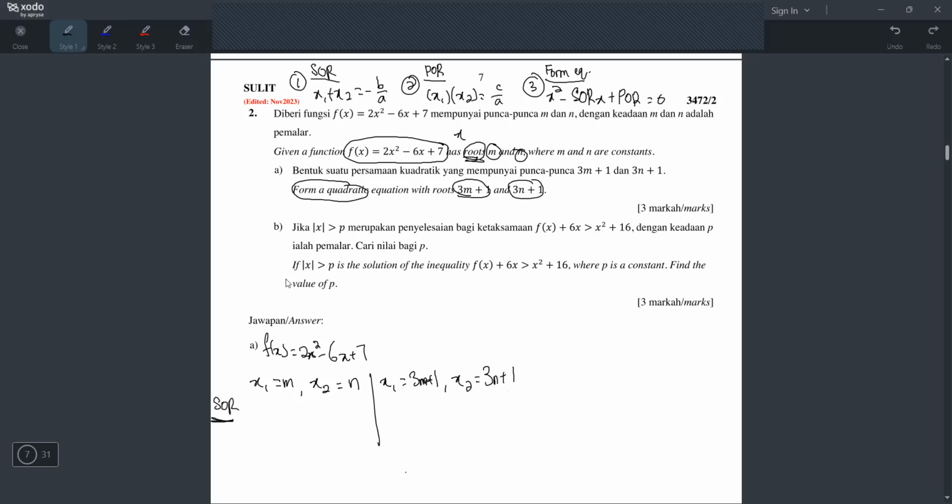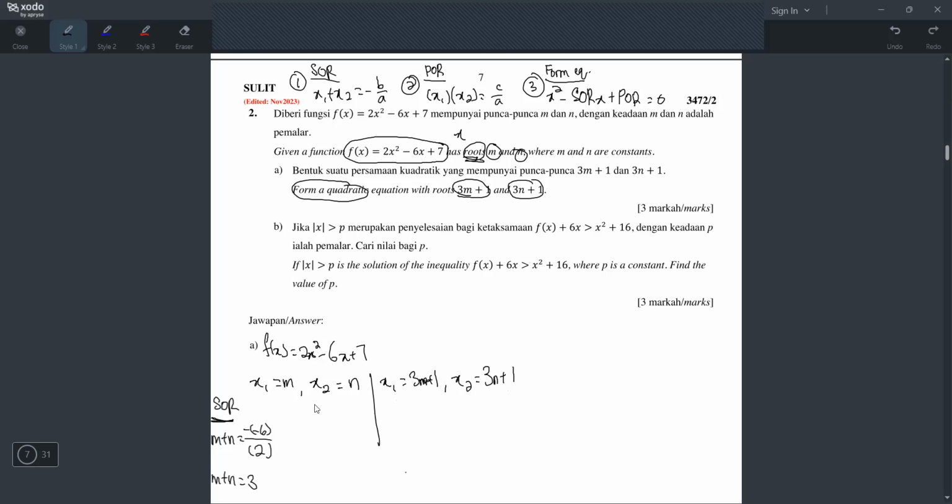The first time, you will take this formula, x1 plus x2 equals negative b over a. So it will be m plus n, the x1 plus x2. So m plus n equals negative b over a. So what is the b? Negative 6. What is the a? 2. So we all know m plus n equals 3, right? And then we cannot continue anymore because there's 2 unknowns.